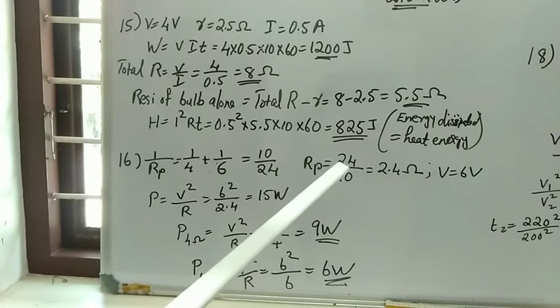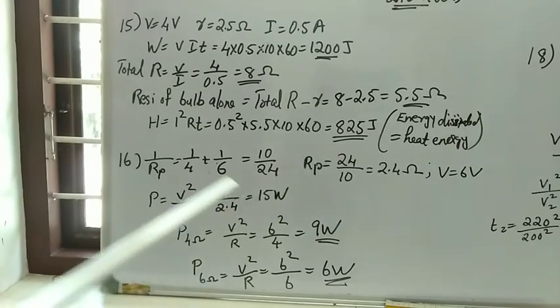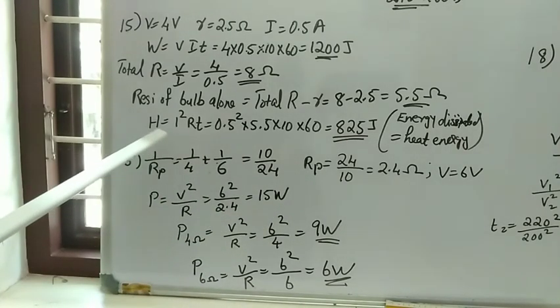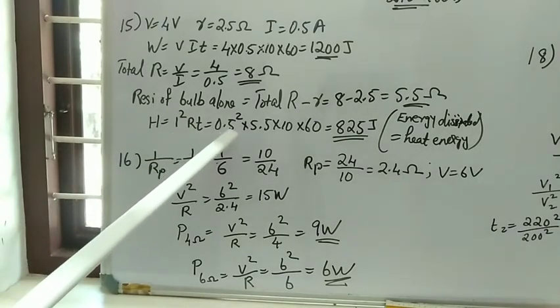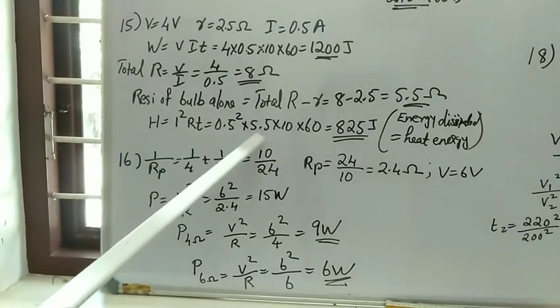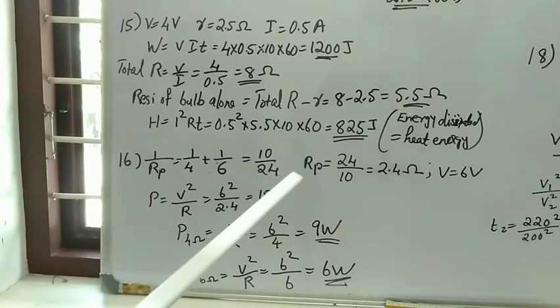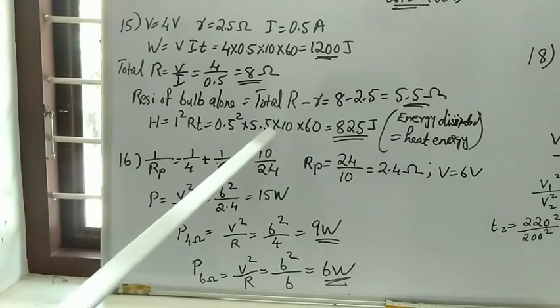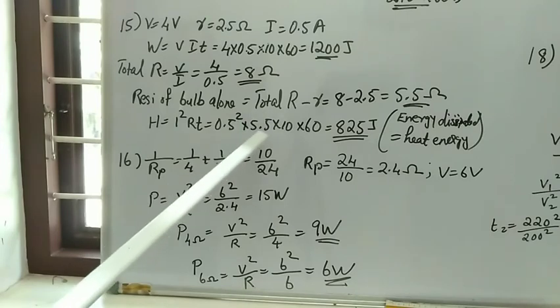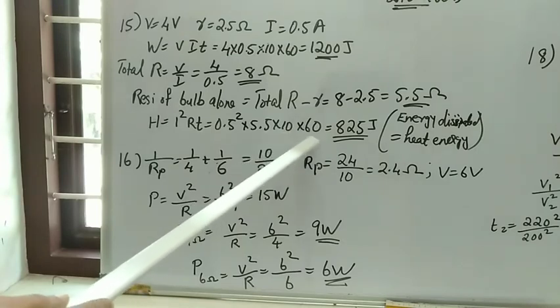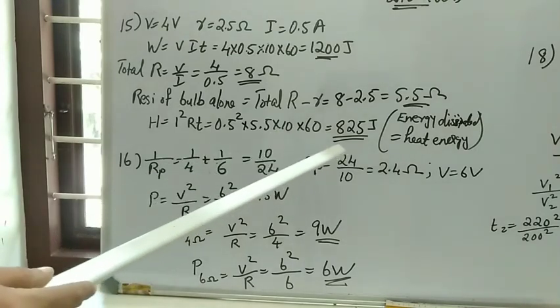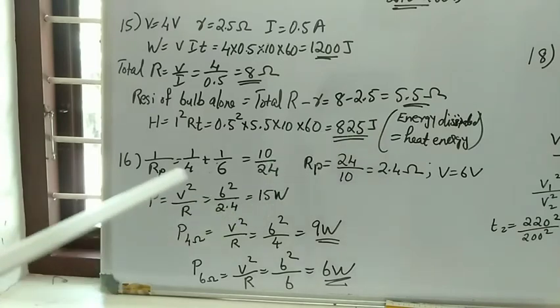So from the question we should know what we are going to calculate. The formula for heat energy is H is equal to I square RT. So direct substitution: 0.5 square into the resistance of the bulb alone, since only the bulb is dissipating the energy. They are again specifying 10 minutes, so 10 into 60 seconds. So we will get 825 joule.